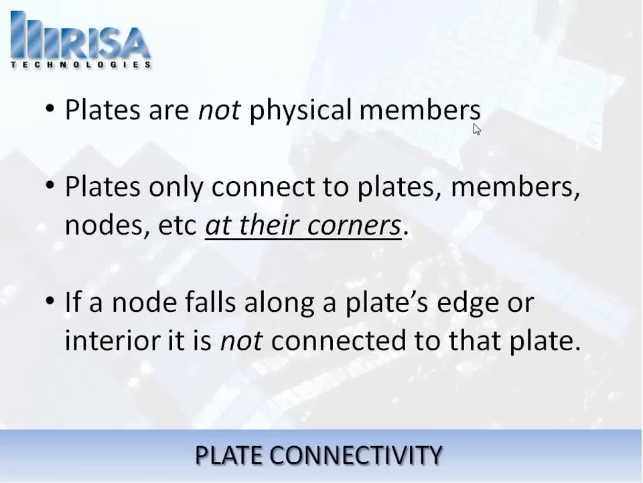So, for example, the top chord of a truss that has multiple panel points can be modeled as one continuous member, and every web that frames into that truss will automatically connect to it. The concept does not apply to plates, though. Plates can only connect to other elements at their corners and nowhere else. So if you drop a node in along the edge of a plate, or along the interior of the plate, or anywhere other than the corner of that plate, as far as the plate is concerned, that node and whatever is connected to that node does not exist.